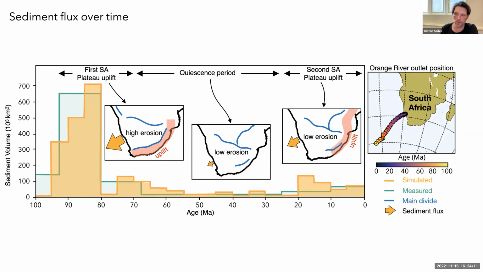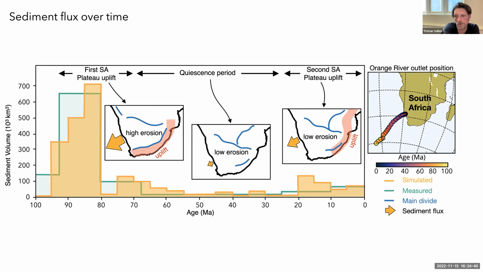What you see is the dots here, which represent the reconstruction of the outlet over time as the plates are moving. For this outlet of the Orange River, we record the sediment flux going out of the outlet. And the result is the green line, or the teal line, I guess, here, which shows in the background what the model is predicting.